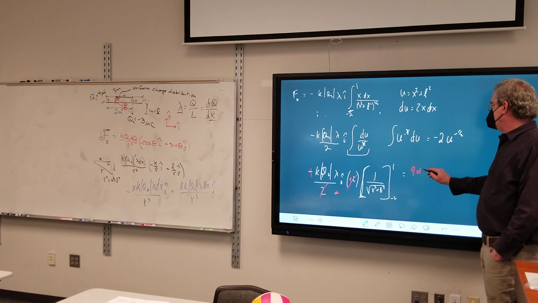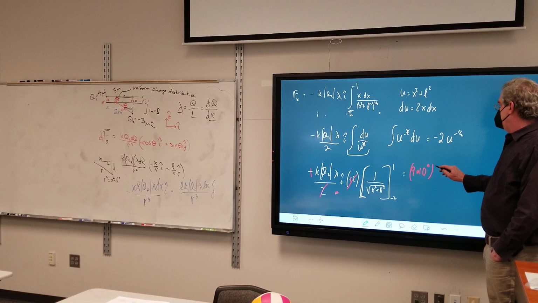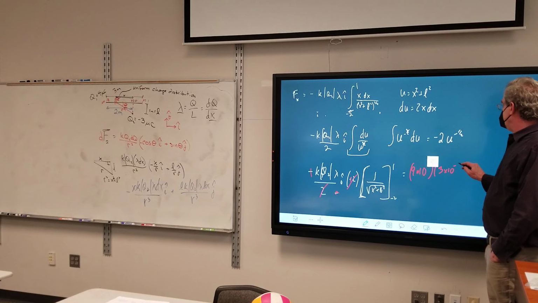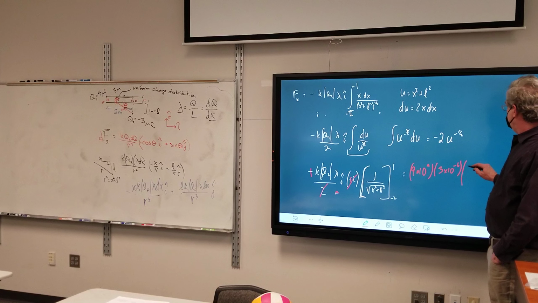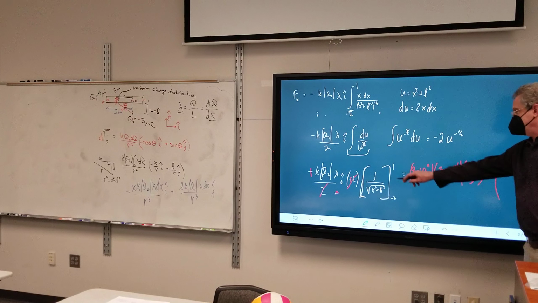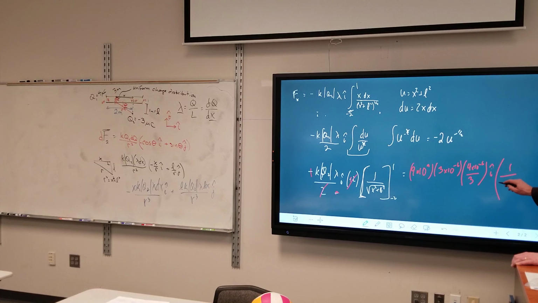So I have 9 times 10 to the 9th times 3 times 10 to the negative 6th times lambda, which is 4 times 10 to the negative 6th divided by 3, i hat, times this puppy right here, which is 1 over the square root of 1 plus 1 minus 1 over the square root of 9 plus 1.